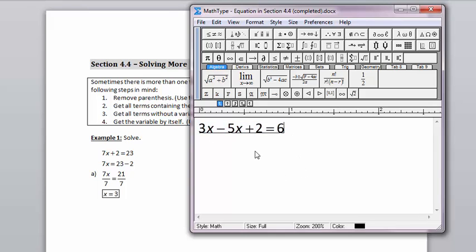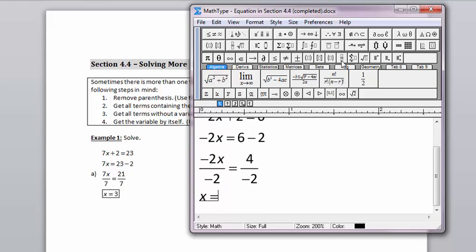The next one has a couple like terms I can combine first. Notice that 3x minus 5x can be simplified into negative 2x. Then we can begin working on solving the equation. To get the x by itself, we're going to deal with this positive 2 first by subtracting 2 from both sides. Subtracting 2 causes positive 2 and negative 2 to subtract to 0, and we get that negative 2x is going to be equal to 4. Now divide both sides by negative 2 to get x by itself. X is equal to 4 divided by negative 2, or negative 2.